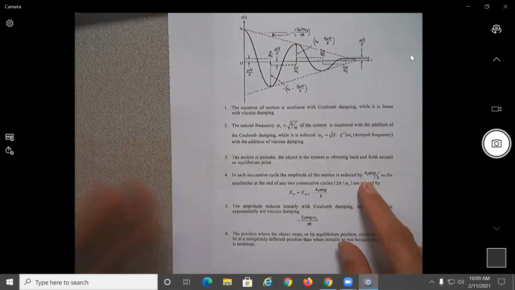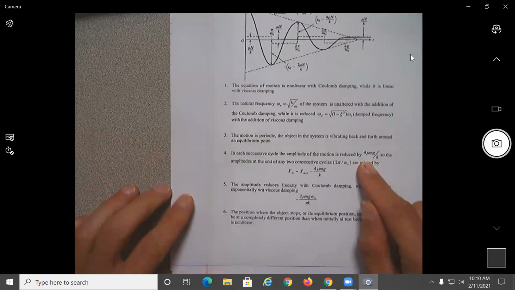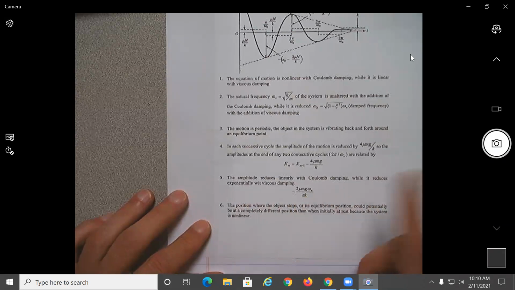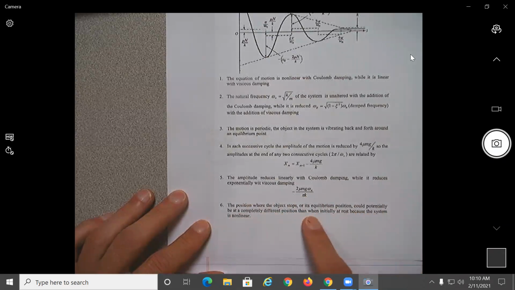But really the interesting part is to solve the equation numerically, all right? So the amplitude reduces linearly with Coulomb damping, while it reduces exponentially with viscous damping. That was the magnitude. The position where the object stops, or its equilibrium position, could potentially be at a completely different position than when initially at rest because the system is nonlinear.